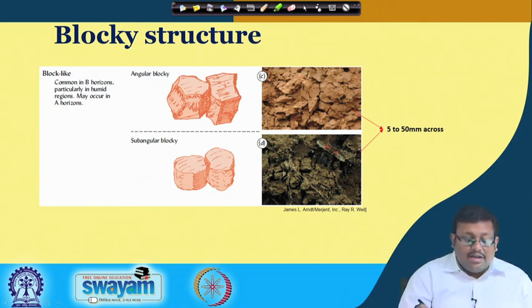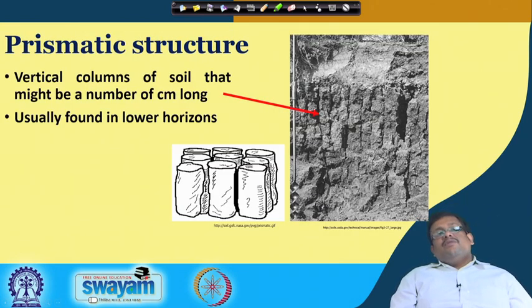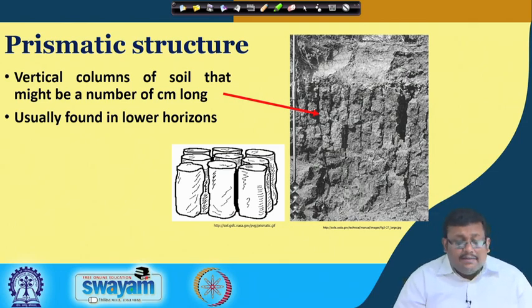As you can see here, the angular blocky are more plane. However, in case of subangular blocky, the planes are generally curved or not plane, I would say. So, blocky structures are generally of two types. So, let us see what are the other structures. Another structure is called prismatic structure. As you can see, it is prism shaped, and these are basically vertical columns of soil that might be a number of centimeter in length, and they are generally found in lower horizons of soil. As you can see here, these are prismatic structures.